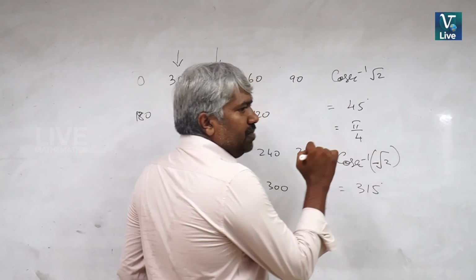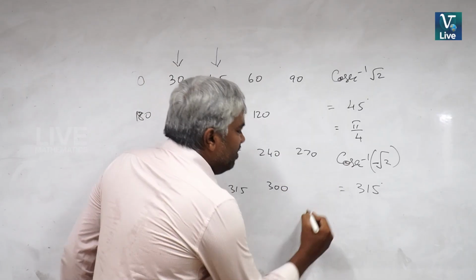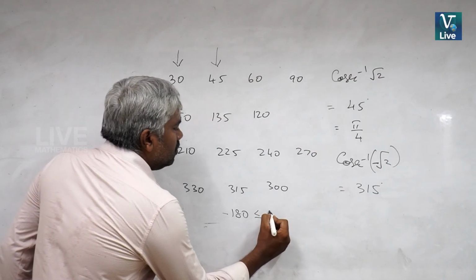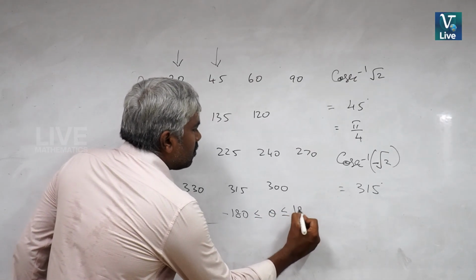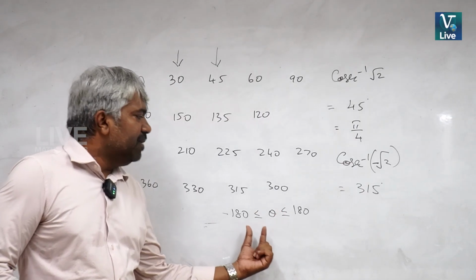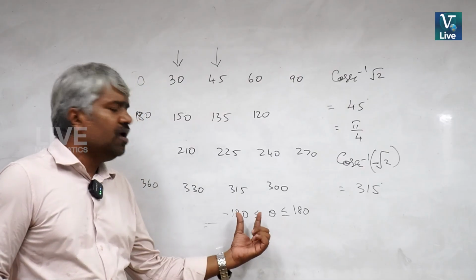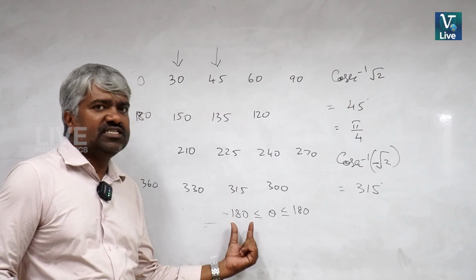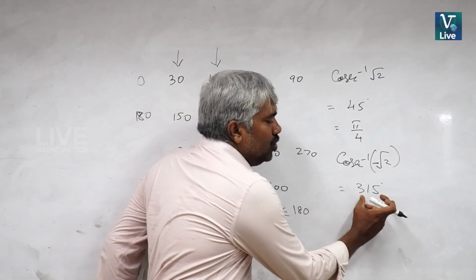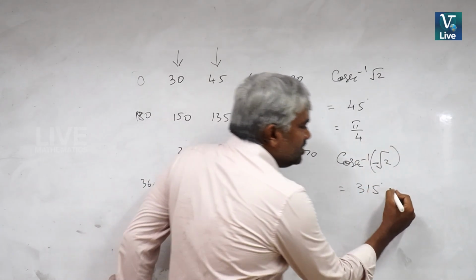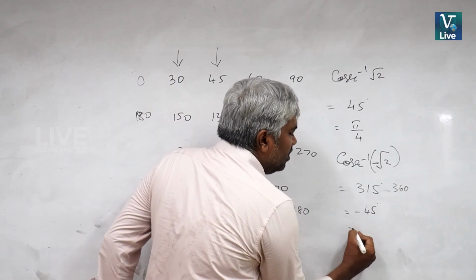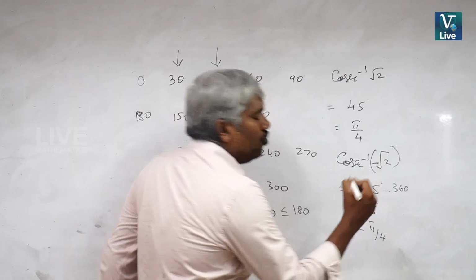So in inverse trigonometric functions, we mention any angle which lies between negative 180 to positive 180. No need to worry that I'm explaining something new. In inverse trigonometric functions, all the angles have to be mentioned between minus 180 to plus 180. When the value is above 180 degrees, subtract 360, which gives minus 45 degrees. So minus pi by 4.